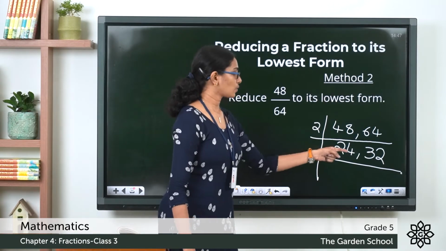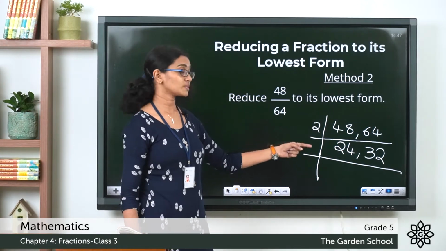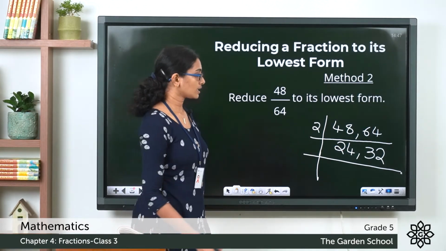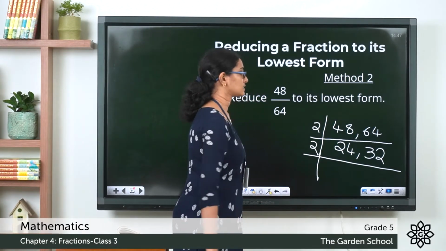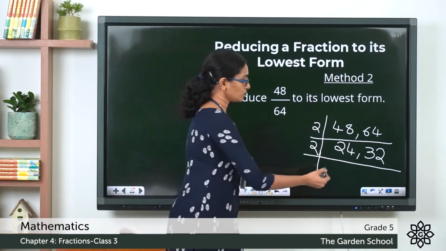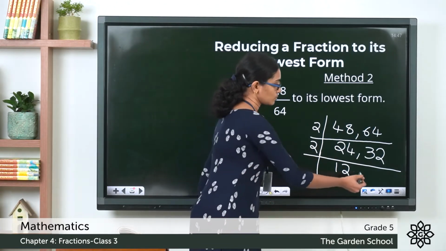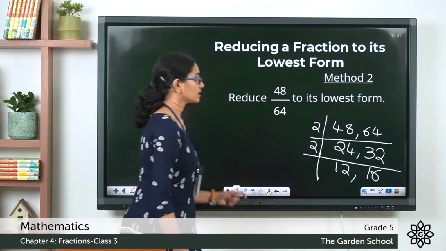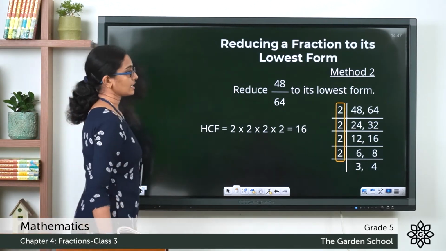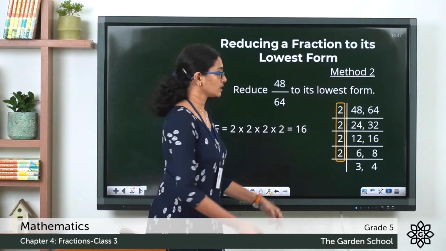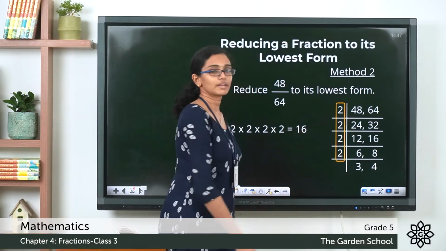Now let's divide these quotients with the smallest possible prime factor. So are these numbers divisible by 2? Yes. So 24 divided by 2 is 12. 32 divided by 2 is 16. Like that we proceed. And once we are done with the division, let's take the common prime factors.